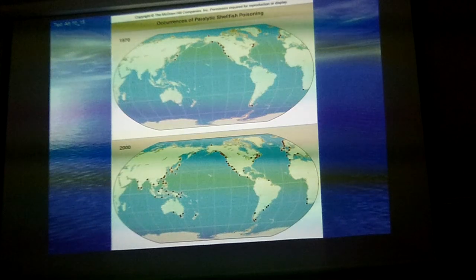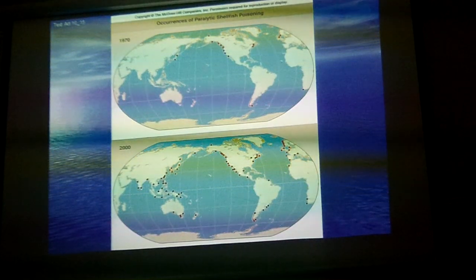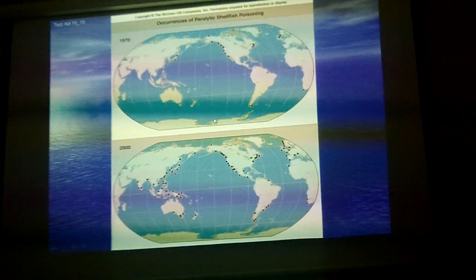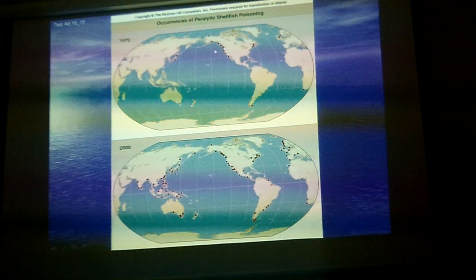These are all areas where we've had algae blooms.